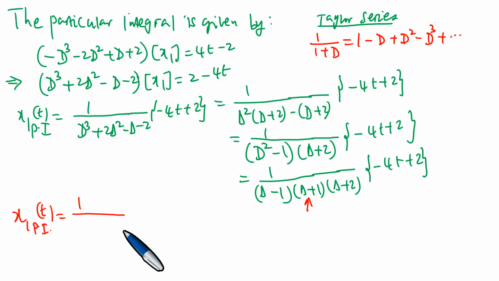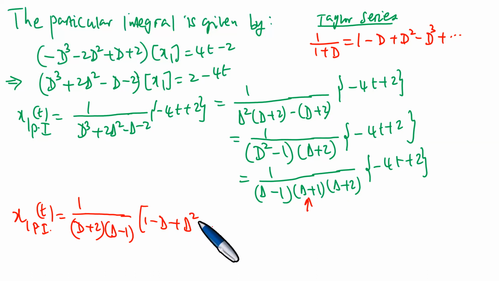So using it on that one, then we're gonna factor out the d plus 2. And then you have the d minus 1. All right, so this one, the 1 over d plus 1, is going to become 1 minus d plus d squared minus d cubed. Okay, we're just discussing how to solve now a system of two differential equations using the d operator methods.